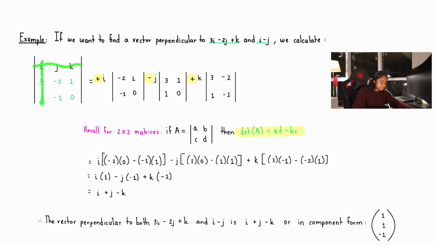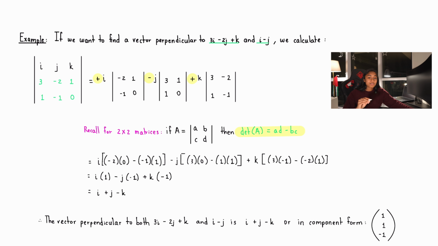Then we're going to do the i first. Cross out the row and the column. This will be positive i. Remember, it's going to be positive, negative, positive. Then we put in the 2x2: minus 2, 1, minus 1, 0. We got this because we crossed those out and left what was remaining. The same thing for j, which would be negative. We cross them out and we get 3, 1, 1, 0. Lastly, for k, same thing, but this is positive. We cross it out and we get 3, minus 2, 1, minus 1.